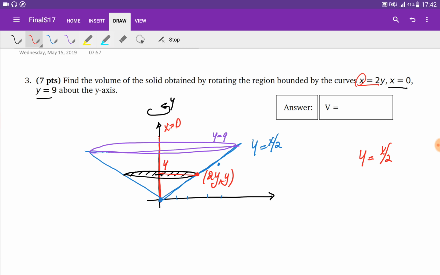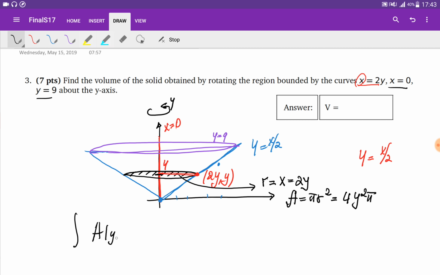So if you cut at this point, the coordinates are 2y and y, and the radius of this black circle is equal to the x coordinate of the point, which is 2y. So the area of this circle is pi r squared, which is 4y squared times pi. We can find the volume of this object by integrating the area function, which depends on y, with respect to y, where y changes from 0 to 9. Basically it is the integral from 0 to 9 of 4y squared pi dy.